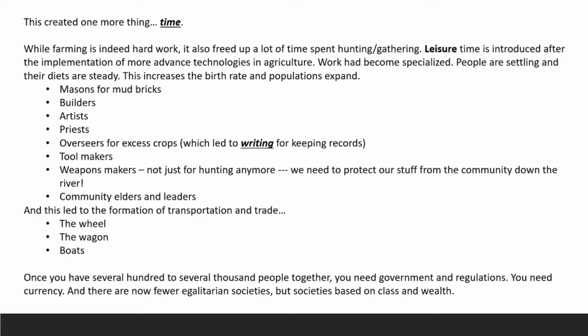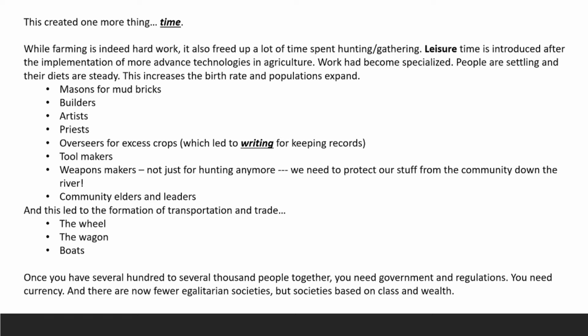Leisure time is here because we have more advanced technologies in agriculture. Work had become specialized. Not everybody is farming. Some people are masons for mud bricks. Some people are builders or artists or priests. Some people oversee the excess crops, which leads to selling excess crops. There are tool makers, weapons makers, elders, leaders. People are settling, their diets are steady, and this increases the birth rate and populations expand exponentially.